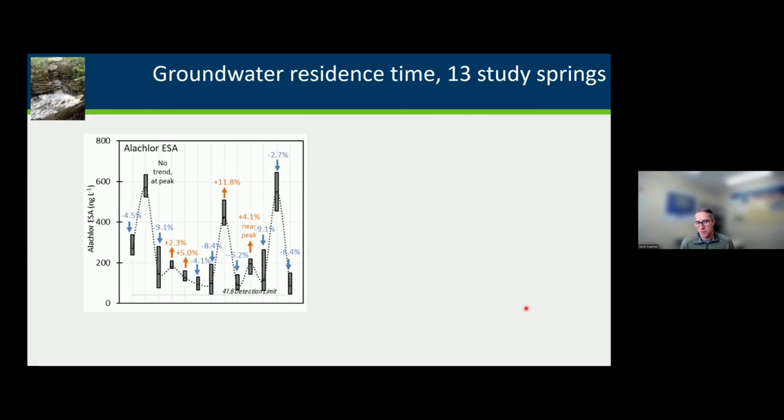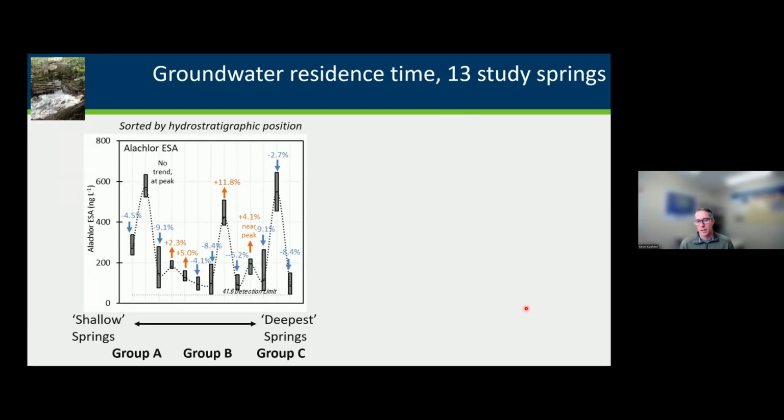And this is typically what you see, right? It just seems like this big scatter, and it's really difficult to discern what's going on with the data. But when we can sort the data by the hydrostratigraphic position, or where it's sitting in reference to those different geologic layers, it starts to make more sense. So when we organize them from more shallow to deep, this is what we get.